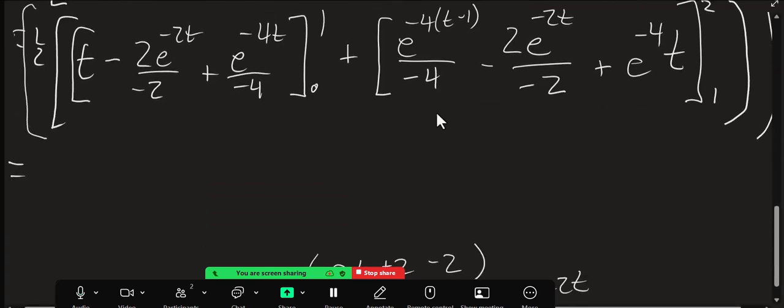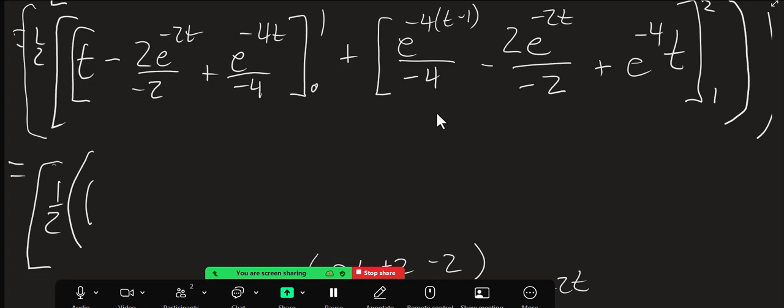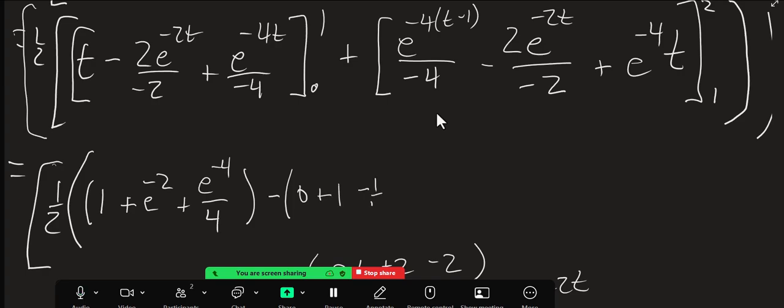So then I have 1/2 times, if I plug in 1, I get 1 plus e to the negative 2 plus e to the negative 4 over 4. If I plug in 0, I get 0 plus 1 minus 1/4.